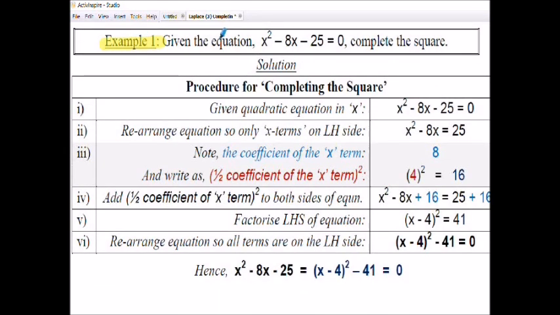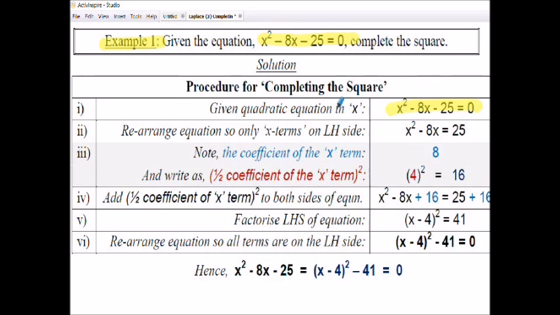Example 1 here, the quadratic equation given is x squared minus 8x minus 25 equals 0, and we're going to complete the square on this question. So I'm going to follow my 6-step process through again. So here we've got x squared minus 8x minus 25 equals 0.